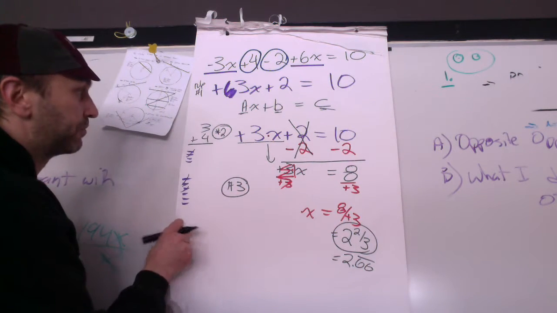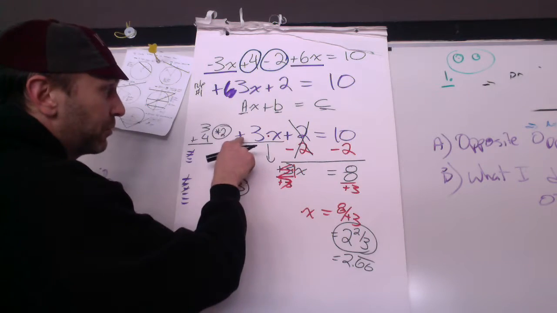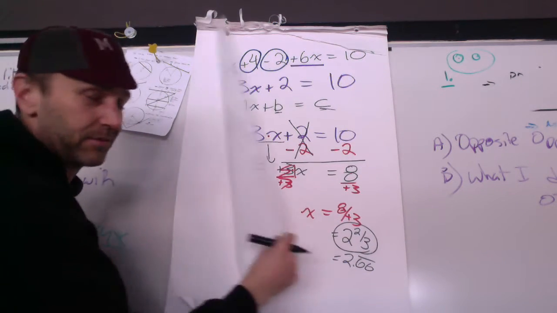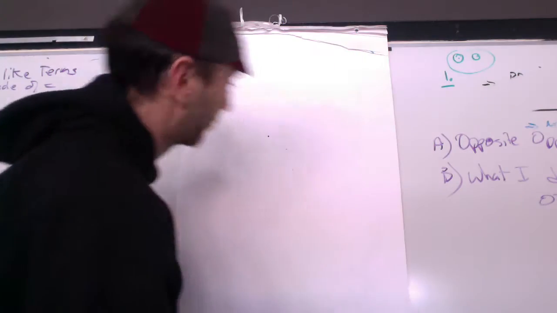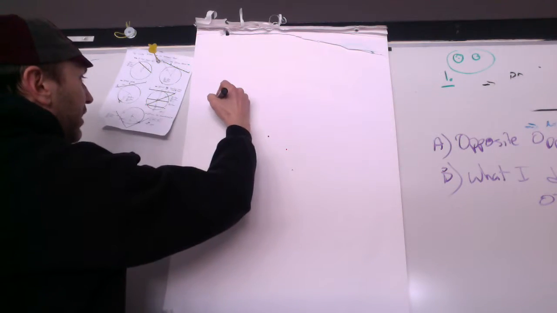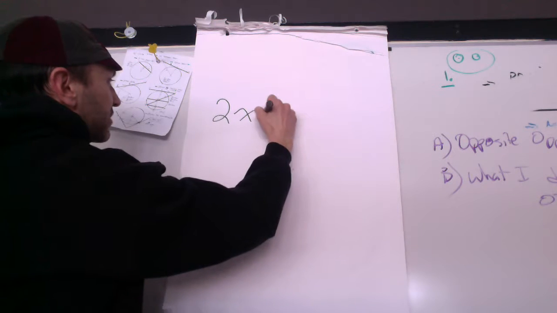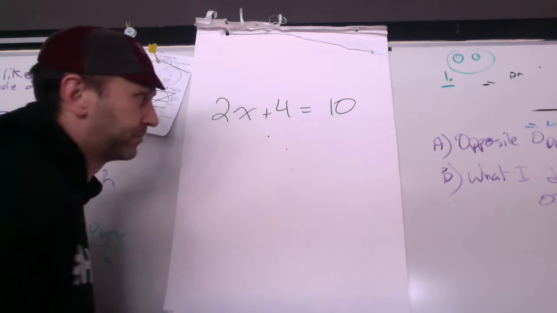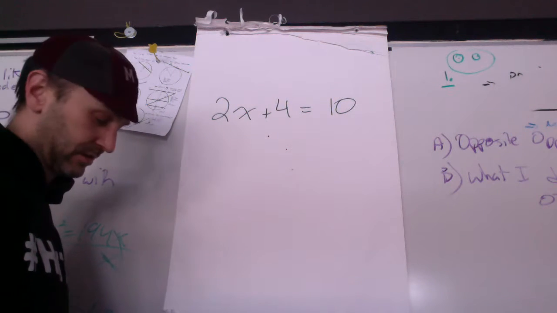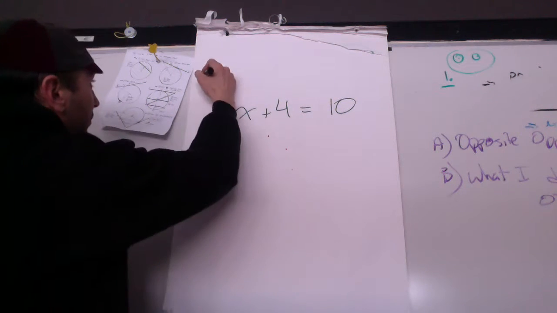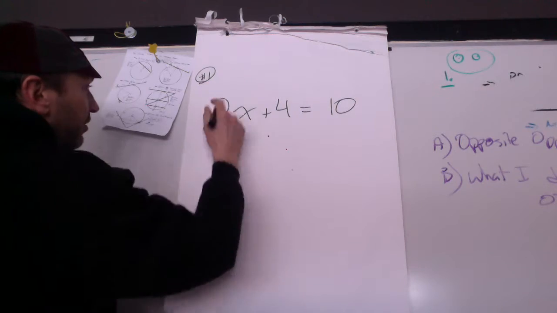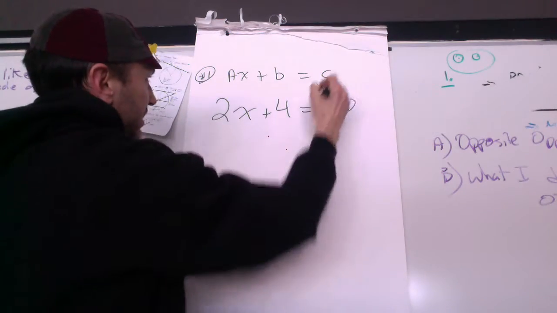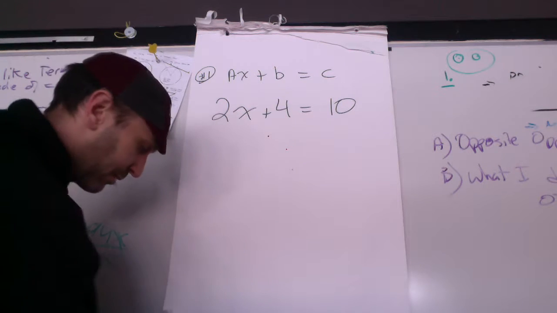Okay, let's do an easy one. This is the structure I'm looking for. I want to see rule number 2, then rule number 3. Last one. Super pared down. 2x plus 4 equals 10. Is there a rule number 1? Nope, we're already in ax plus b equals c. I can move right on to step number 2.